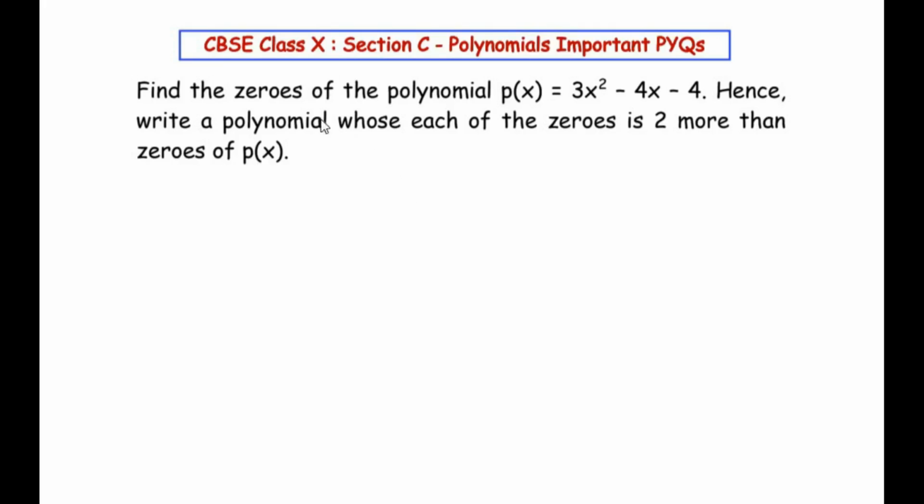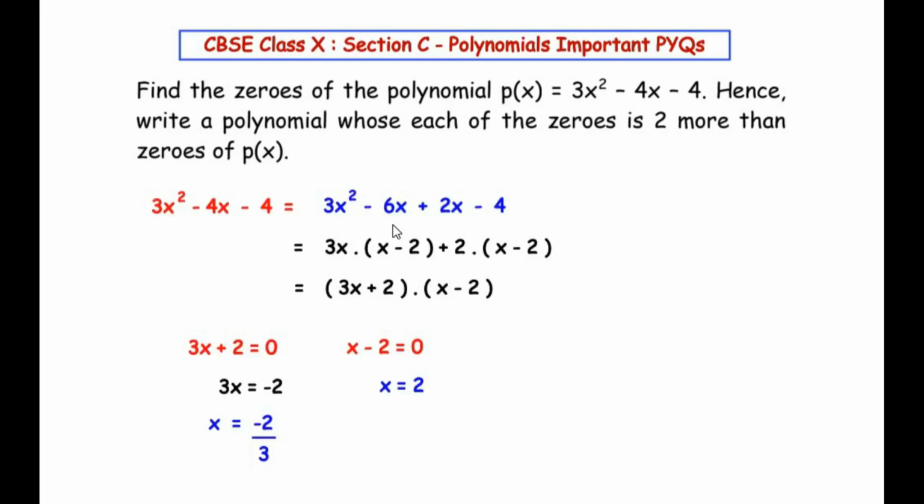So here we have to first find out the zeros of this polynomial, and once we have got the zeros, we have to find out the zeros of the required polynomial, and to do that we are going to factorize this equation. So here I have used the splitting of middle term method again. So we are going to multiply the constants, that is 3 with negative 4, that will give us negative 12, and we have to find out the factors of negative 12 in such a way that when you multiply them they should give you negative 12, and when you add them you should get negative 4.